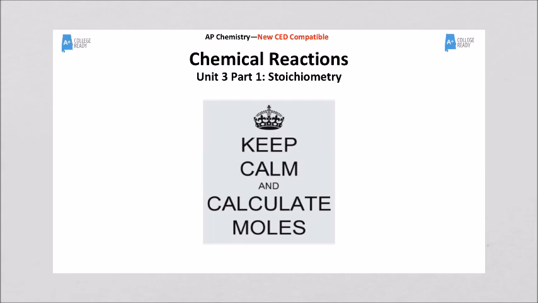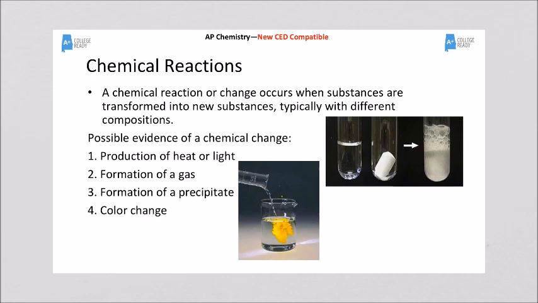Okay, this is the first PowerPoint information on Unit 3, Chemical Reactions. And we're going to talk about the math part of this unit, which is stoichiometry. All right, first of all, let's just talk about chemical reactions basically. A chemical reaction is a chemical change that occurs when substances become new substances.